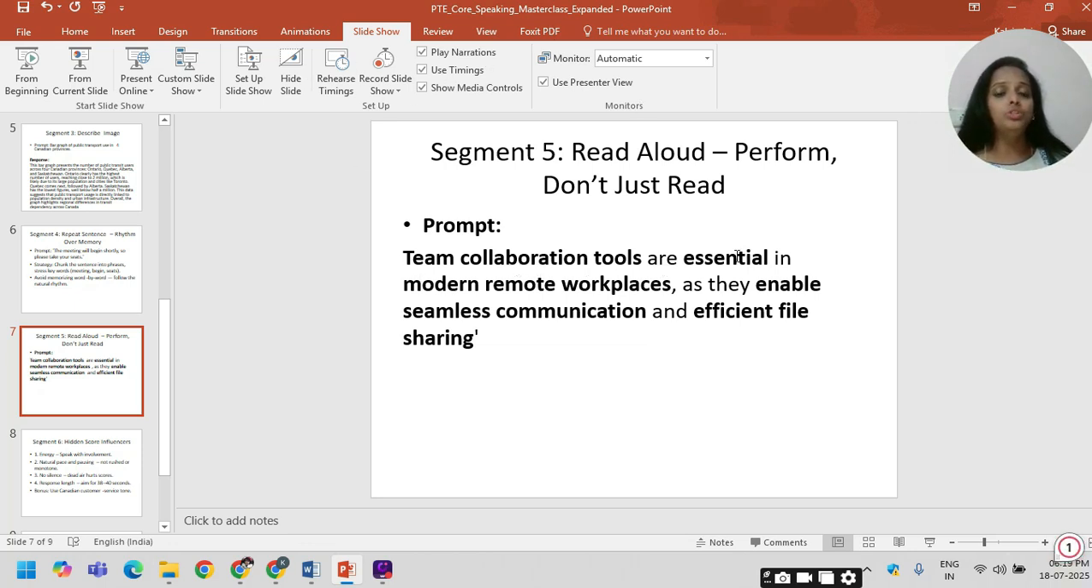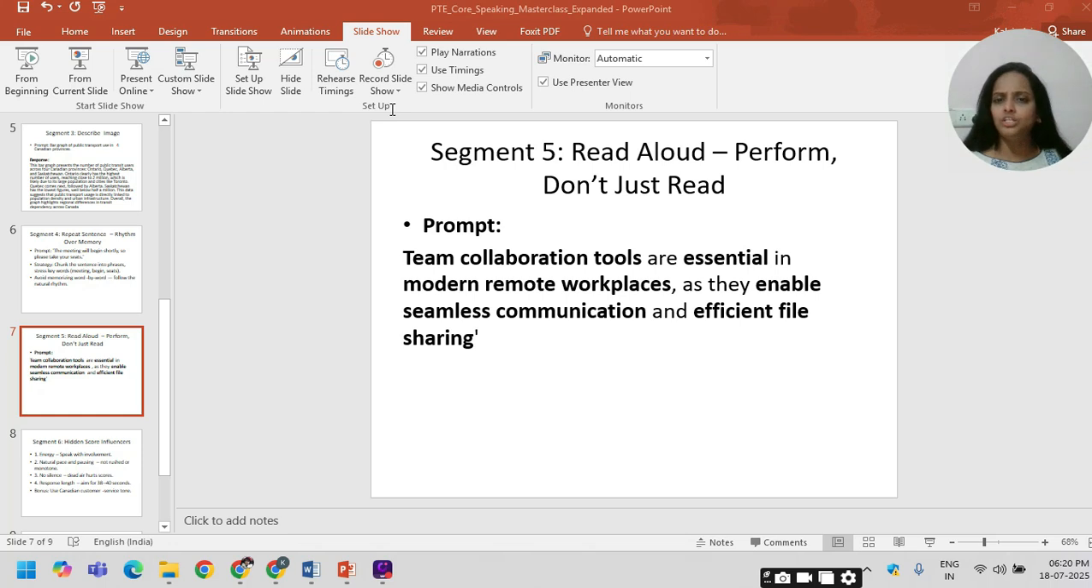Team collaboration tools are essential in modern remote workplaces as they enable seamless communication and efficient file sharing. So here, if you see, I have given the perfect expanded delivery, right? And also emphasize the nouns, adjectives, verbs very clearly. And I'll give you the hidden tip for this task. You don't need a native accent. What the AI picks up on is intonation, stress, pausing, and clarity.